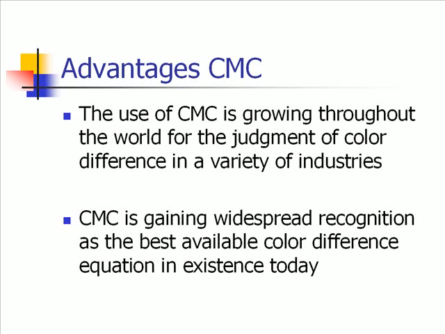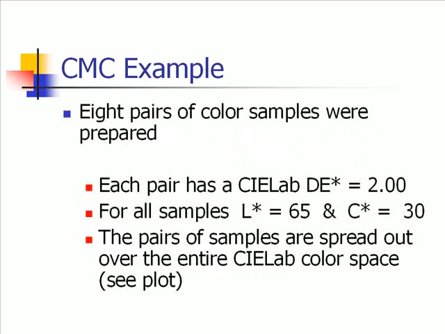Just as an example here to finish up, we could have 8 pairs of color samples that are made up, and each pair has a delta E of 2.0. So we're just going back to a regular delta E of 2.0. For all samples, the chroma and the lightness is the same. They don't have any difference in the lightness and chroma. All the difference is in the hue. Pairs of samples are spread out over the entire CIELAB color space.